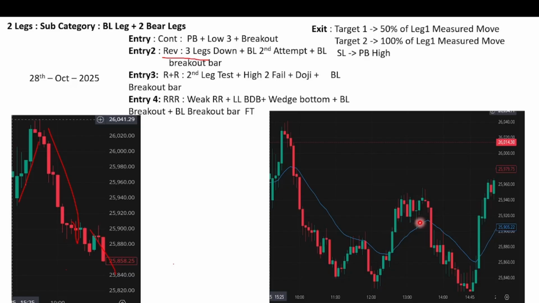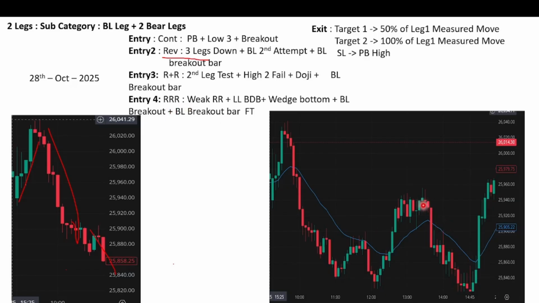But if it halts at the double top and also makes a wedge top, you should be looking out for a reversal plus reversal scenario. So here high 1, this is the swing high, high 1, high 2, that failed and we got a bear breakout. You can enter here, and when you are entering reversal and reversal, again you should also be looking out for reversal, and you should be looking out for double bottoms and wedge bottoms. So that we got here.